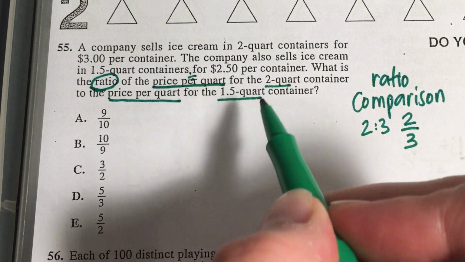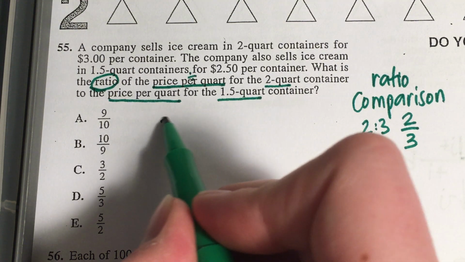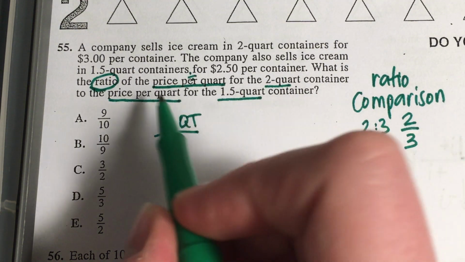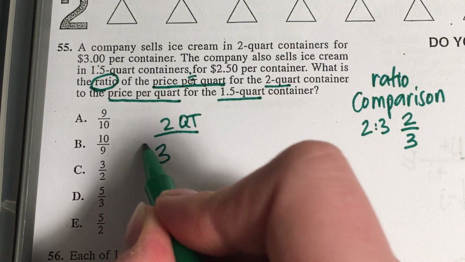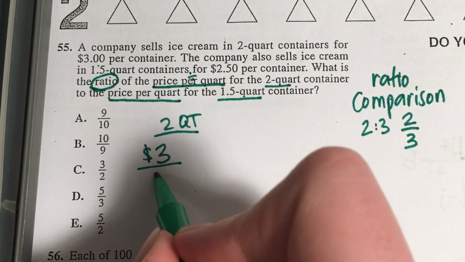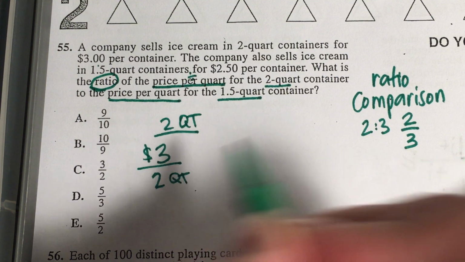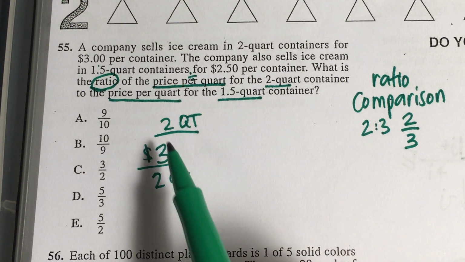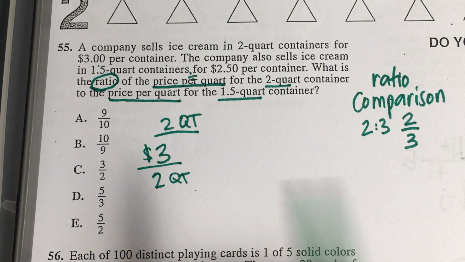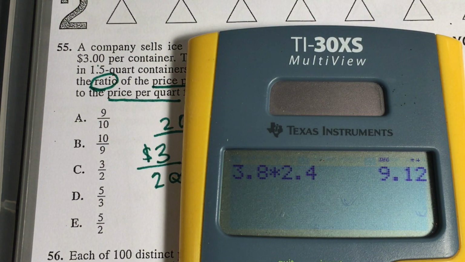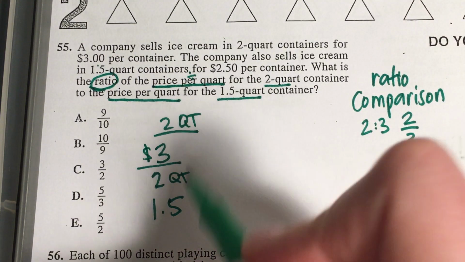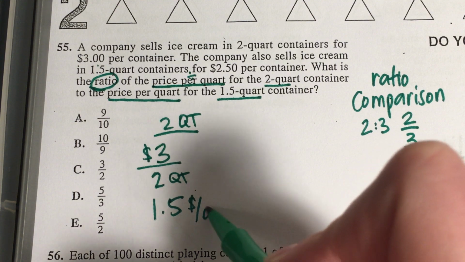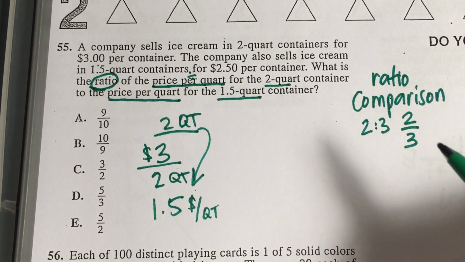Remember, per means division. So for the 2-quart, the price is $3 per 2 quarts. So the price per quart, I would do 3 divided by 2 in my calculator, and I get 1.5. So 1.5 is my dollars per quart for the 2-quart container.